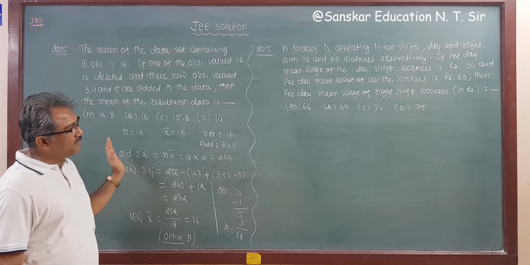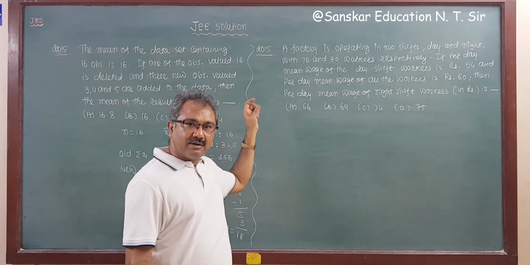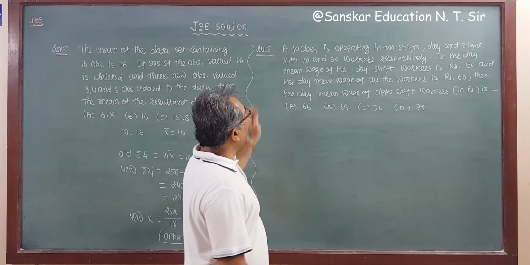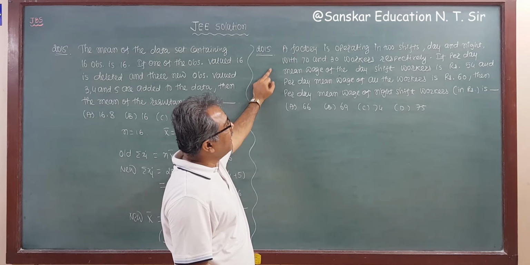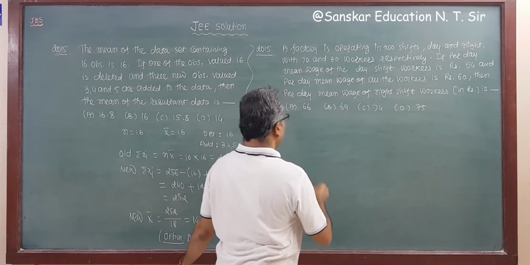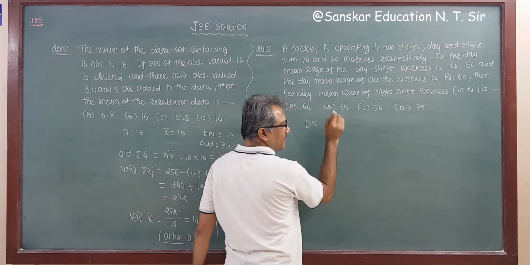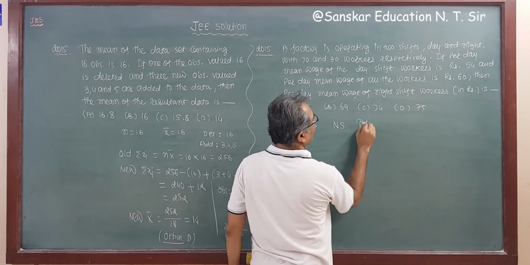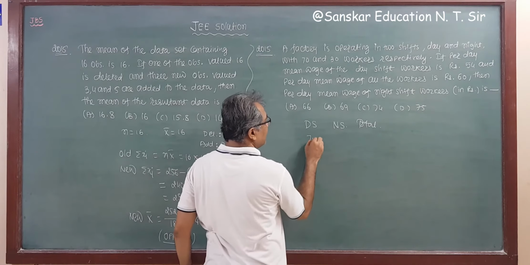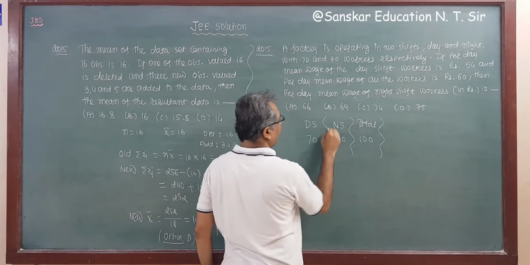Got it? It's a very easy example. Similarly, this is also a very easy example. We did this type of question in a previous video, right? It's from 2015. A factory is operating in two shifts, day shift and night shift, with 70 and 30 workers respectively, right? So day shift I am writing DS, night shift I am writing NS, and total number of workers. So in day shift 70 workers are there and night shift 30 workers, so total 100 workers are there in a factory given.